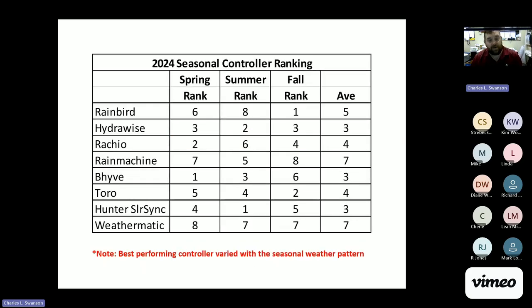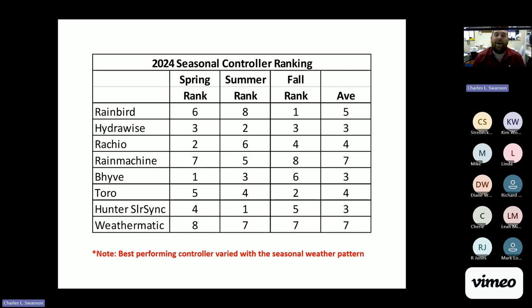And so I've ranked them here. Which controller did the best in the spring? In the spring, it was the Beehive. But in the summer months, it was the Hunter Solar Sync controller. But then the best controller in the fall was the Rainbird controller.